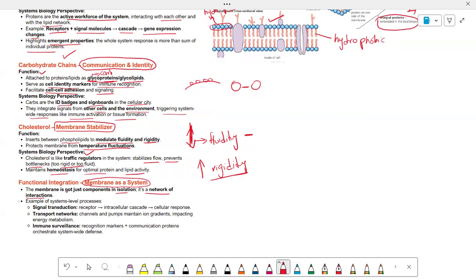Examples of system-level processes: signal transduction, where the cell receives signals, then inside the cell there is an intracellular cascade, and then the cell responds according to those signals. The second is transport networks, where channels and pumps maintain ion gradients, impacting energy metabolism. The last one is immune surveillance. They act as recognition markers and help in communication, and proteins orchestrate system-wide defense.